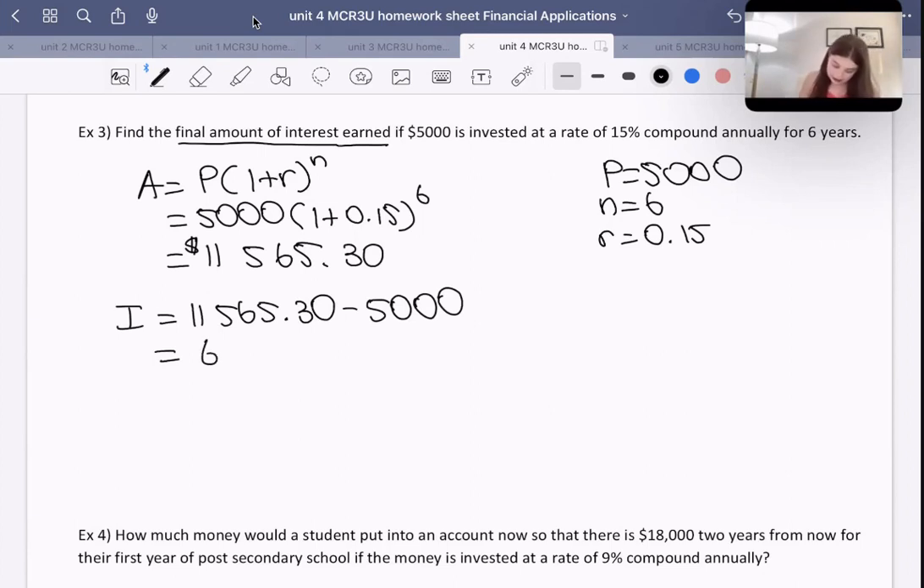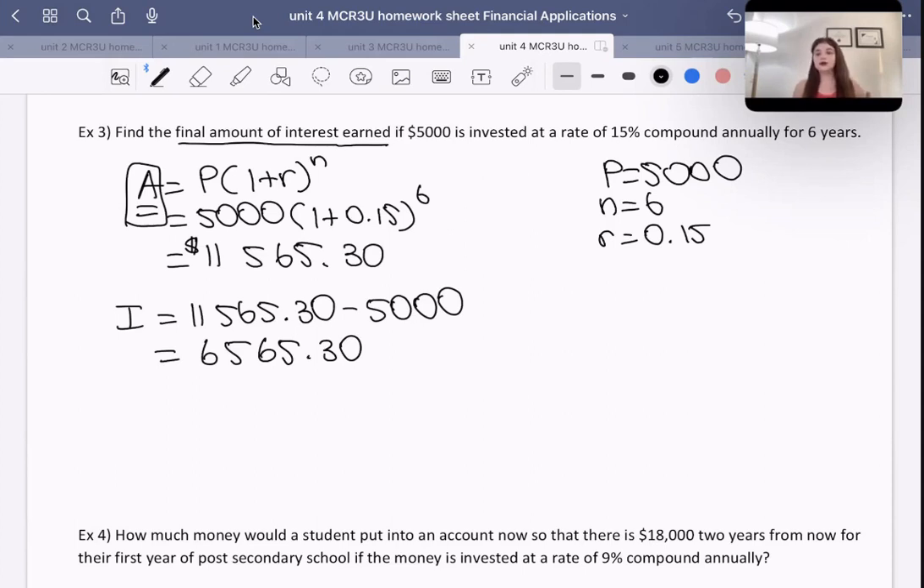So that's going to be how much the interest accumulated was. And that's going to be $6,565.30, right? Because the amount accumulated here is made up of 2 things. It's made up of the principal we put in, and it's also made up of the interest that we're earning just by leaving the money in the bank account. And so anything that's not that $5,000 of principal must be the interest, right?